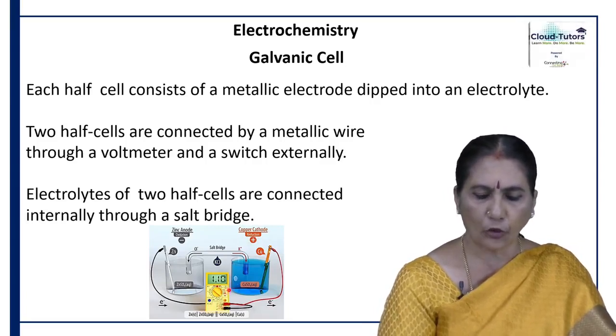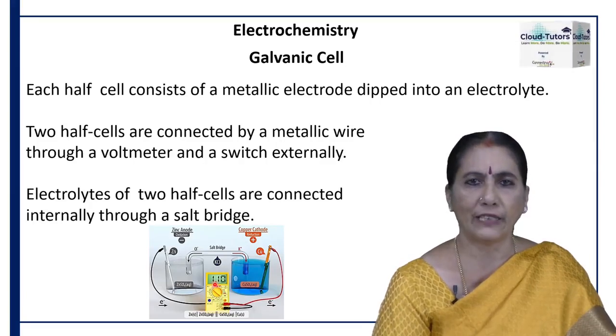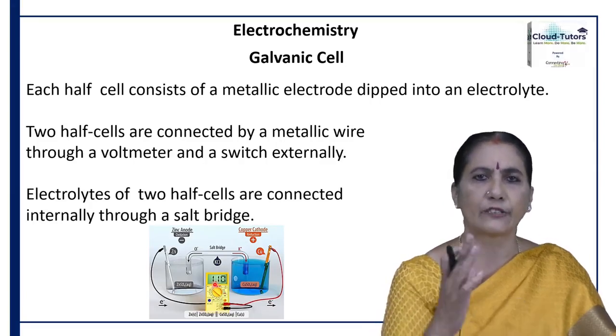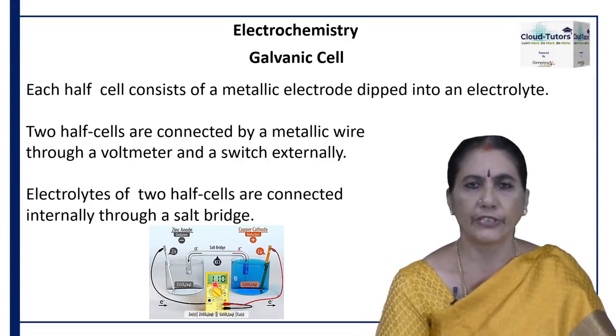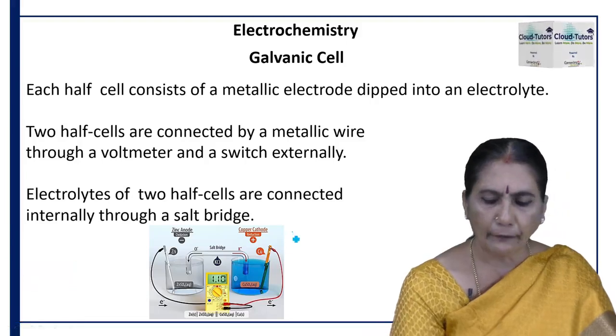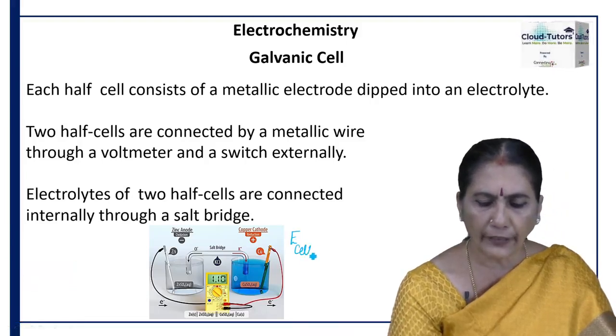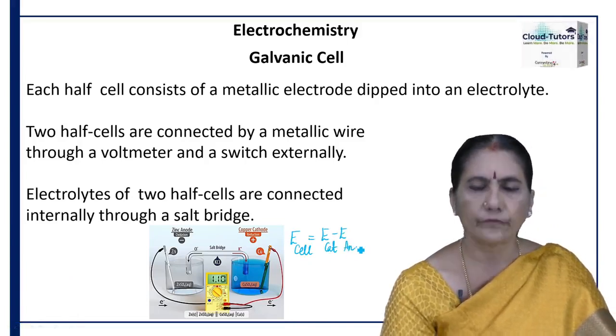And if the voltmeter here is showing you the value equal to 1.1, that is called E of the cell, which is always calculated by a very simple formula. Let me tell you, E of any particular cell is calculated by E cathode minus E anode.